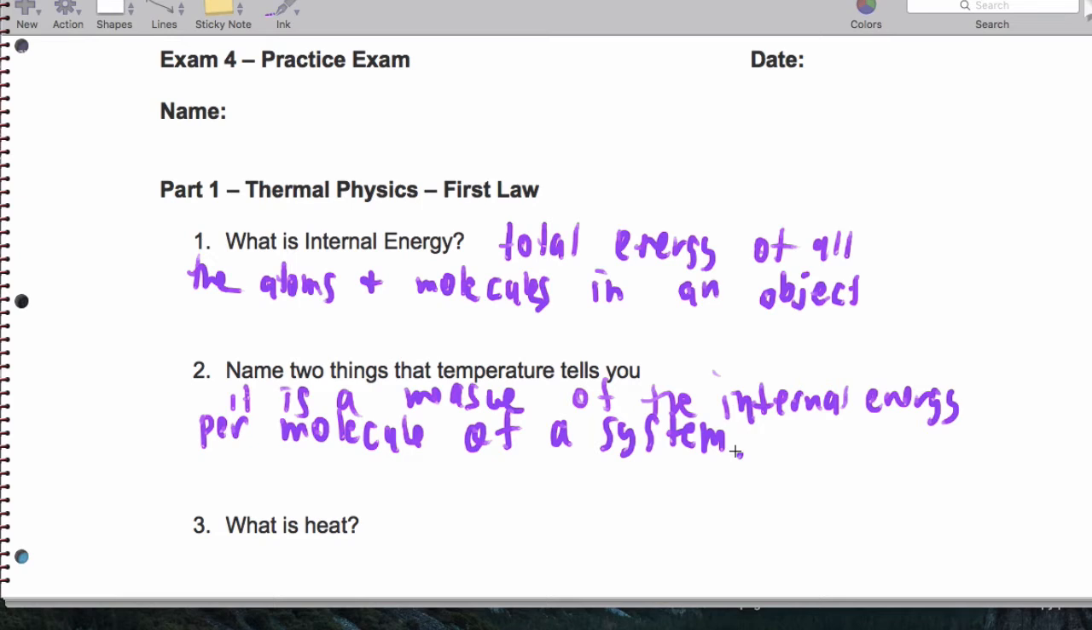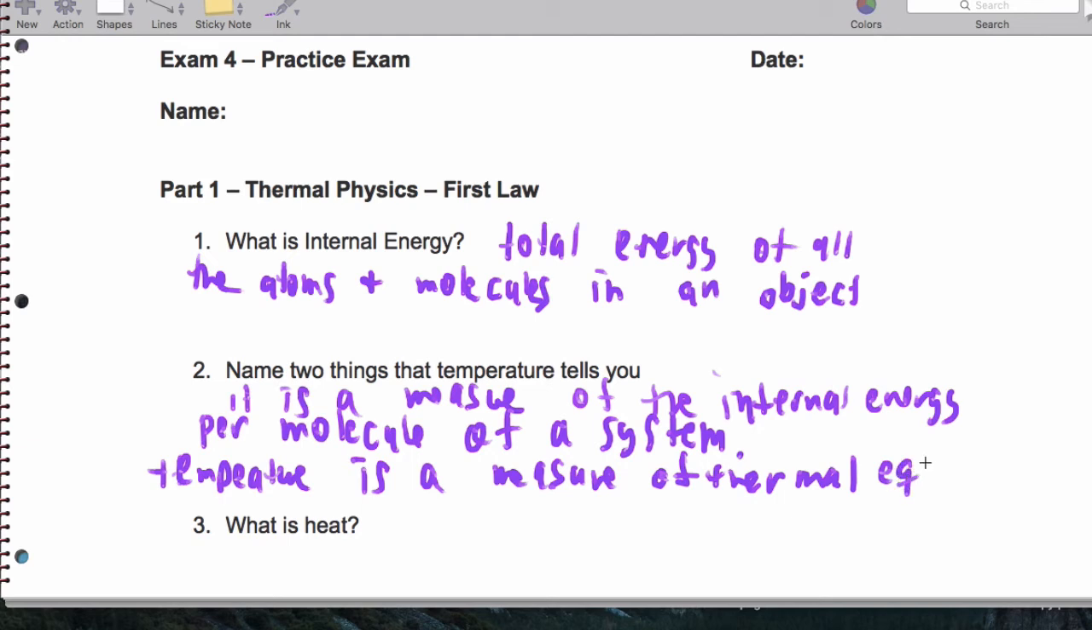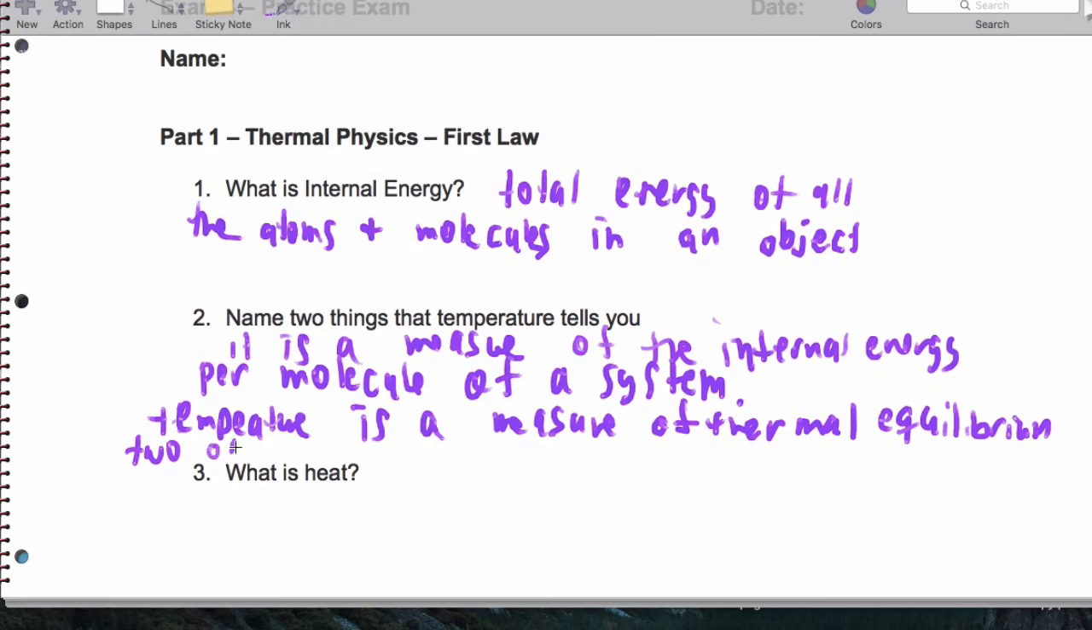Now, the more important thing for us in physics that temperature actually tells us is that temperature is a measure of thermal equilibrium. And what this means is two objects at the same temperature don't exchange heat.